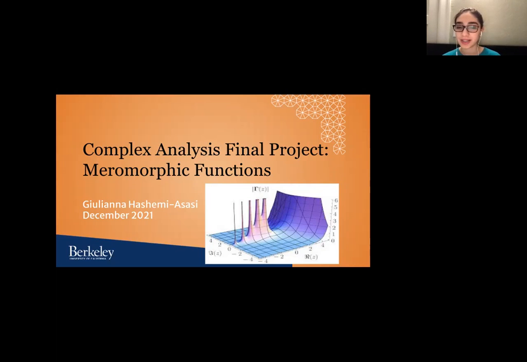So a brief introduction. The way that the structure is going to work is I'll define what a meromorphic function is, and then we'll look at some examples and non-examples of these functions. And then I'll introduce the concept of a singularity at infinity, after which I'll state and give a proof sketch of a relevant theorem. And then I'll end by discussing an application of meromorphic function theory to the Riemann zeta function.